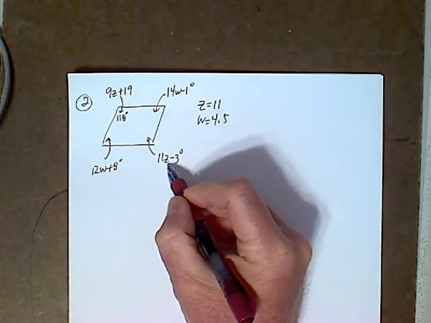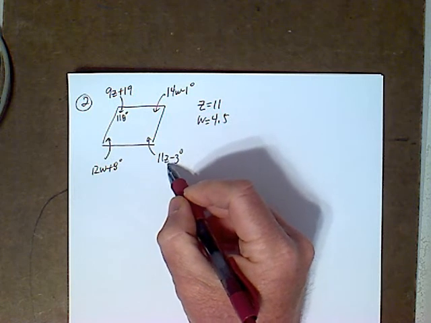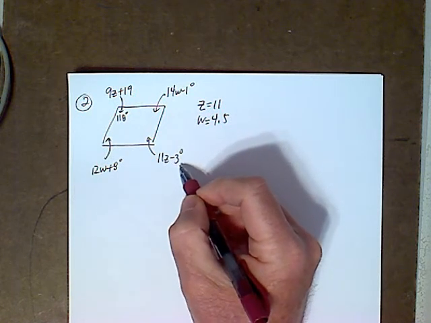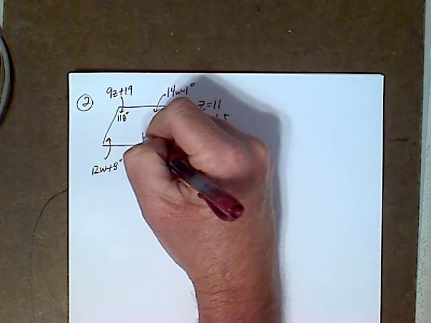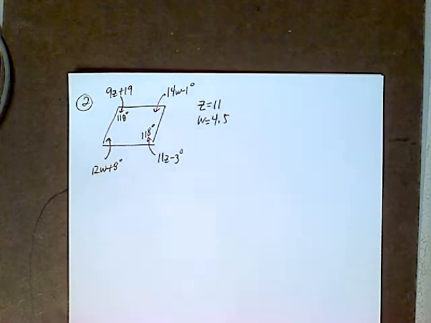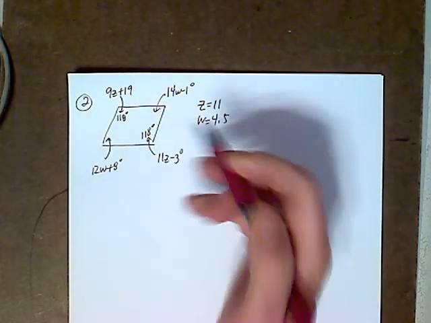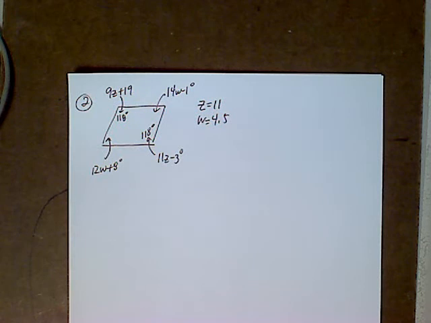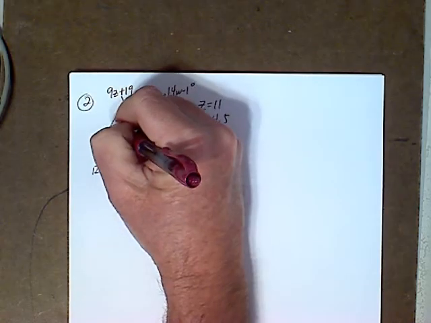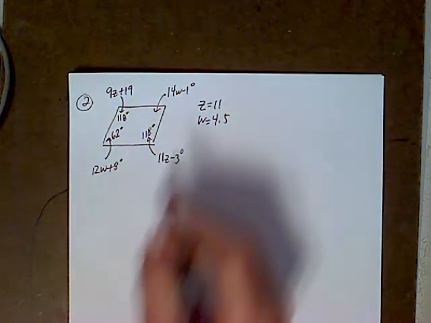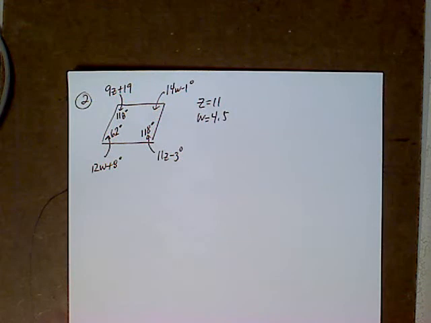Okay, we'll do the same thing here. Plug in 11. 11 times 11 is 121. Minus 3 is also 118 degrees. Now for these two, we're going to have 12 times 4.5. Okay, and that's 54. 54 plus 8 is going to be 62. Do the same thing here. 14 times 4.5, hit equals, and subtract 1.